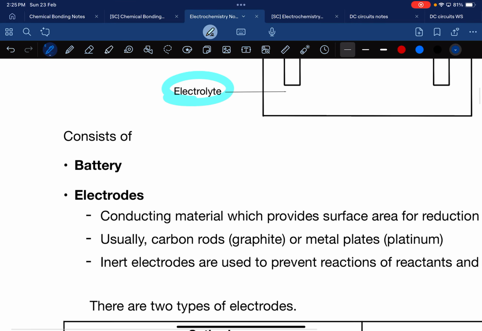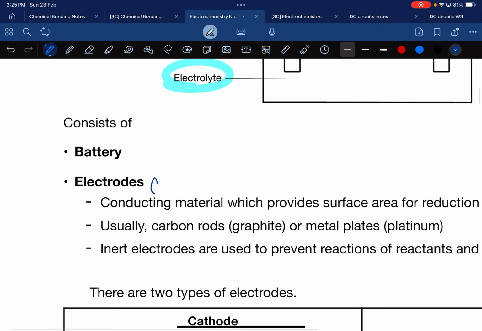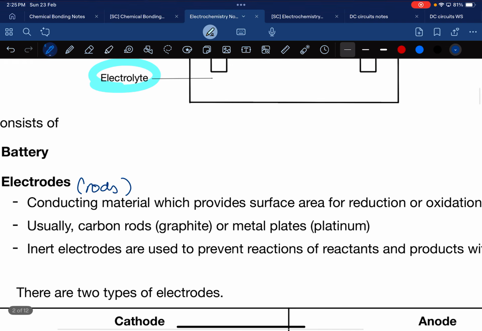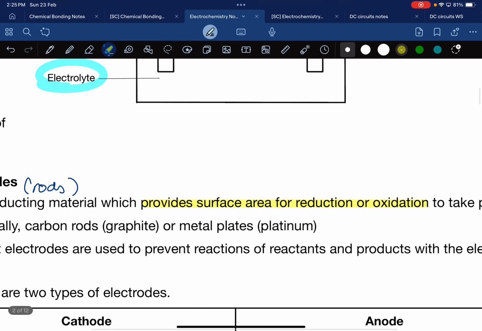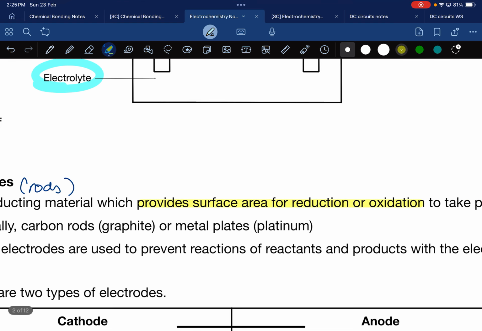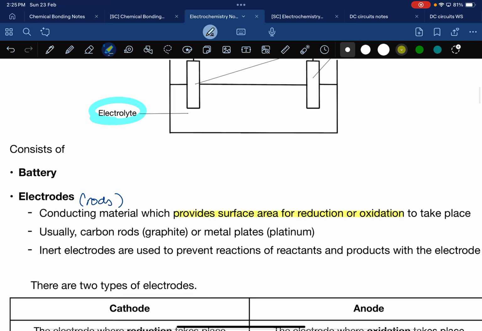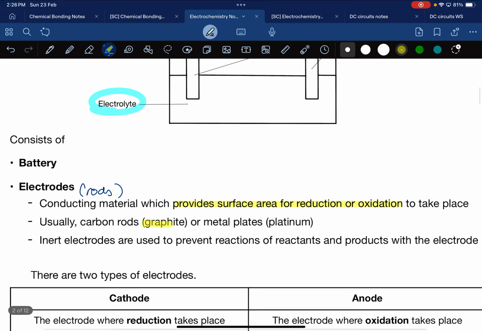Let's talk about the electrodes first. Electrodes are essentially just rods, made from a variety of different materials. They are conducting materials that provide surface area for your redox process to occur. Most of the time, we will make use of either graphite or platinum.